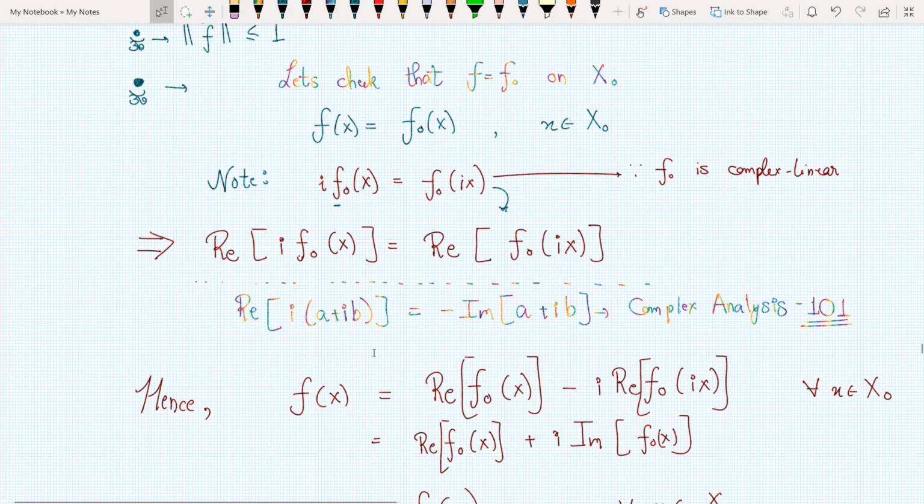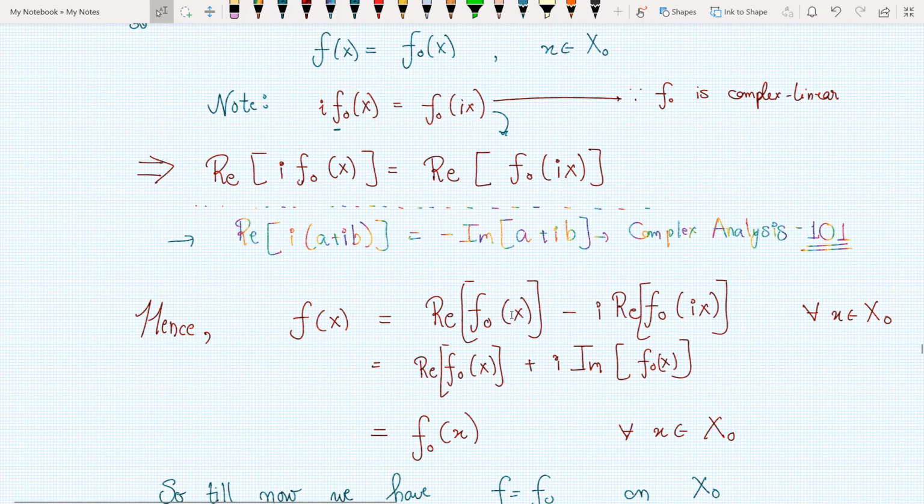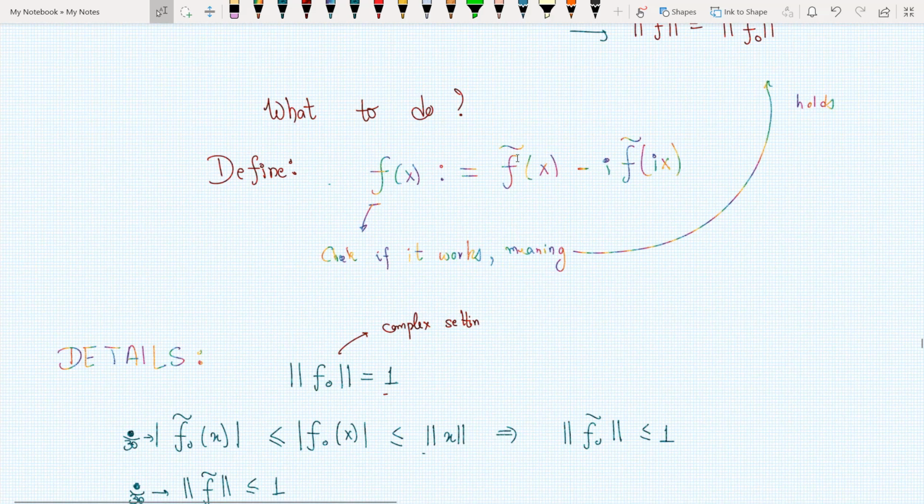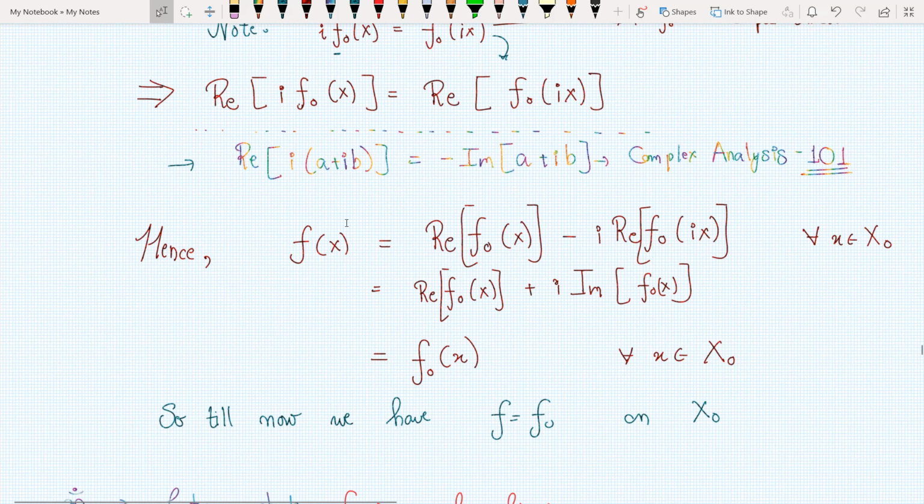Now I know from complex analysis, or even if you don't know complex analysis, you can check for yourself very easily that the real part of iota times any complex number is equal to minus the imaginary part of that complex number. You can check it for yourself. It's complex analysis 101, and that's why the real part of this is equal to the imaginary part of just this. So you would see that the real part of f naught x minus iota times the real part of f naught ix. Why am I doing this? Because I defined my f of x to be f tilde x minus iota times f tilde ix, and for x belonging to x naught, this f tilde becomes f naught tilde. So I can say that f of x is equal to the real part of f naught x minus iota times the real part of f naught iota x.